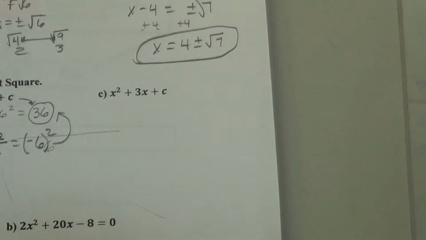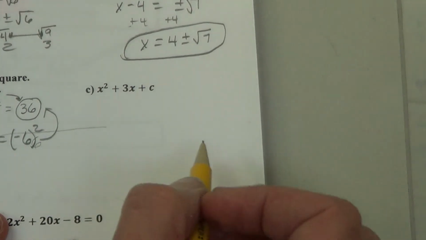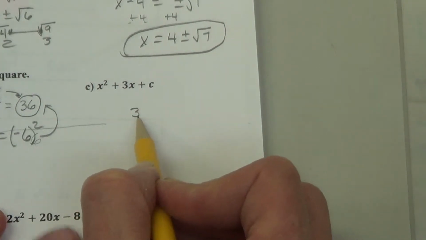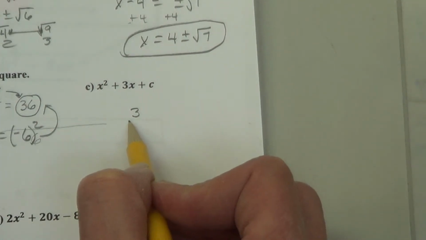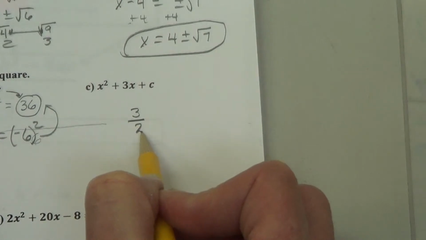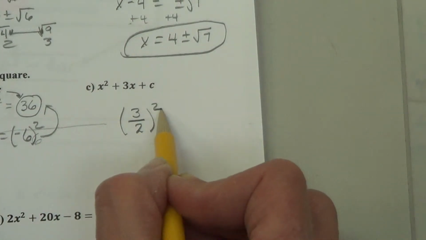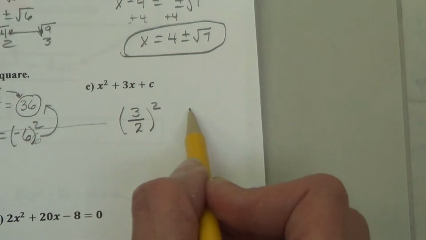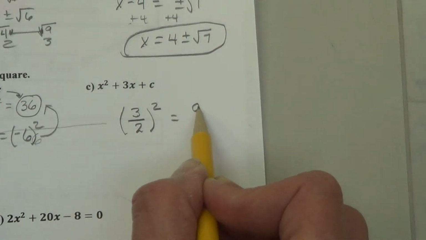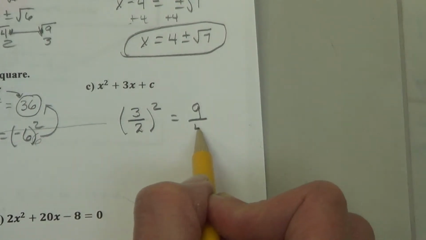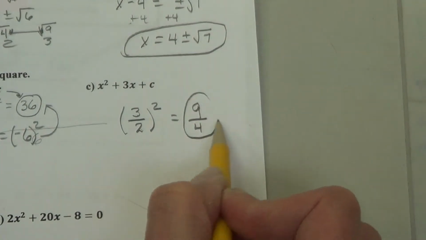So here, I'm not going to cut my tiles for you, but we would take the 3, same thing we've done on the other problems. We take half of it, and then we square it. Well, what's 3 times 3? 9. And 2 times 2? 4. So there's our C value.